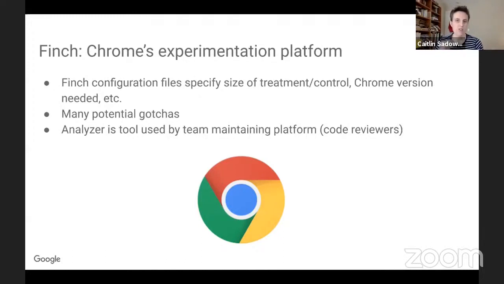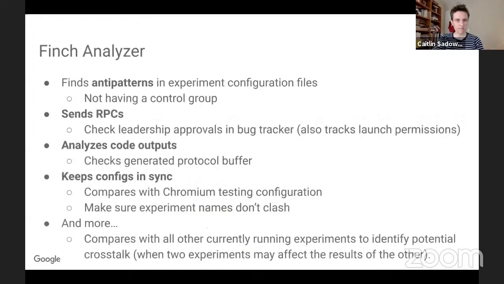There are many potential gotchas with specifying your experiments, like forgetting to have a control group, for example. The analyzer tool, in this case, is used by the team maintaining the Finch experimentation platform. So it's really used by the code reviewers, even more so than the code authors, kind of as a check to make sure that they're reviewing for the right things.